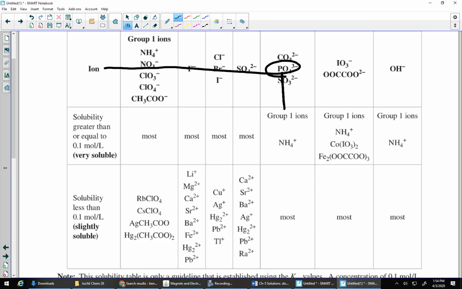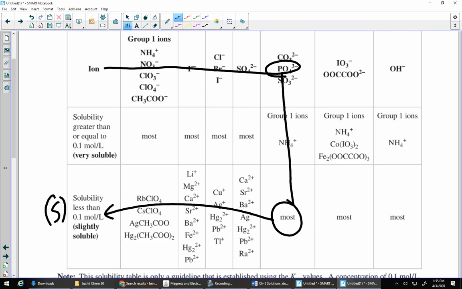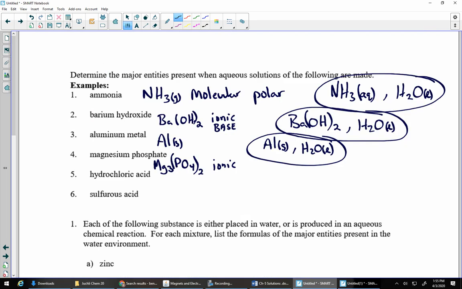Well, magnesium is not in group 1. It's not NH4, so that means it must fall under most. And again, that's low solubility, or we're going to say it's a solid. Okay, no problem. So go back to here.